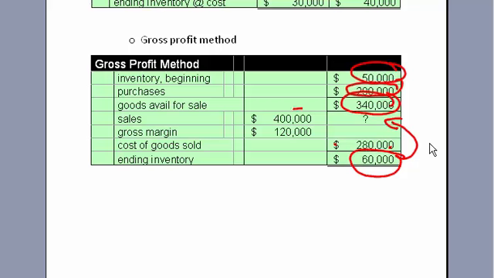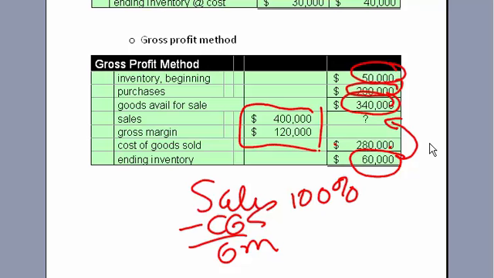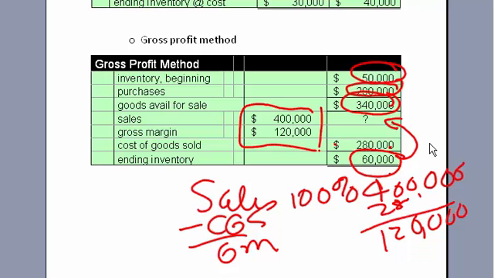So now we sit here with the gross profit method and say, well, if our sales are $400,000 and we know sales minus the cost of goods sold is gross margin. If this is sitting at 100%, and we know that our gross margin is going to be, if this is 400,000 and this is 120, then we know that, based on our percentages, that the difference here, that our cost of goods sold must be 280.